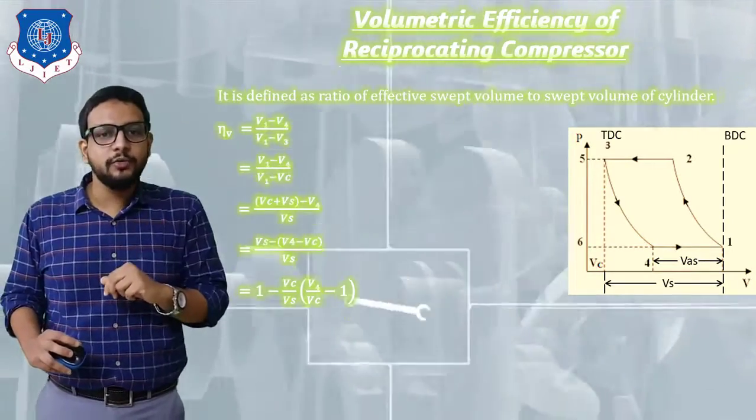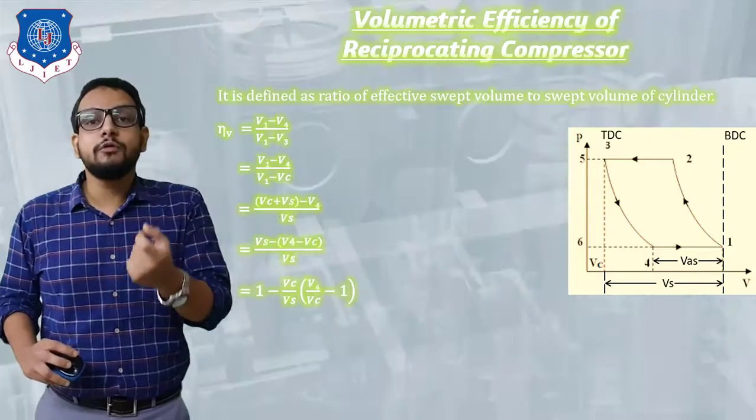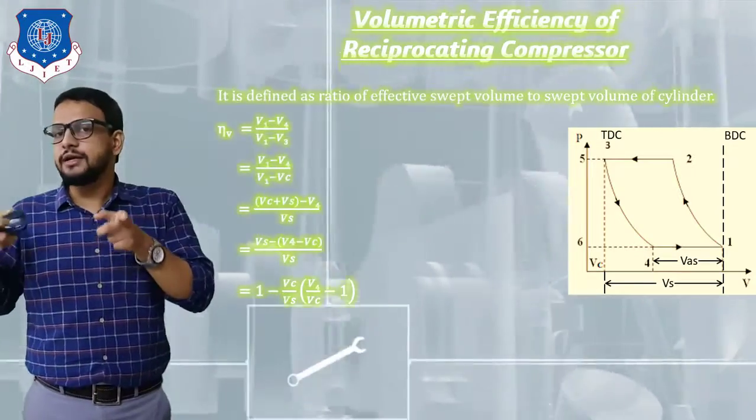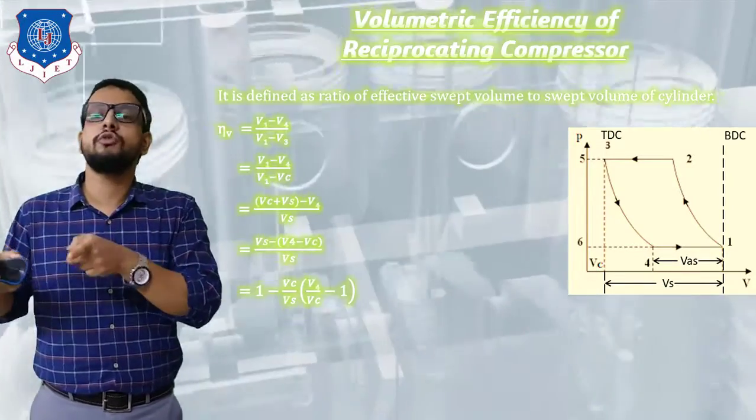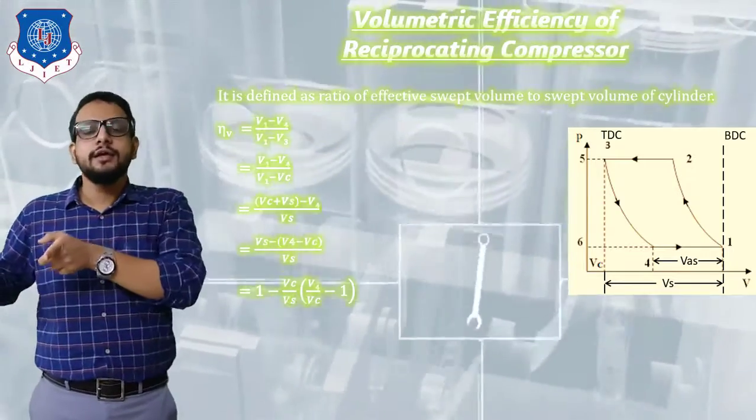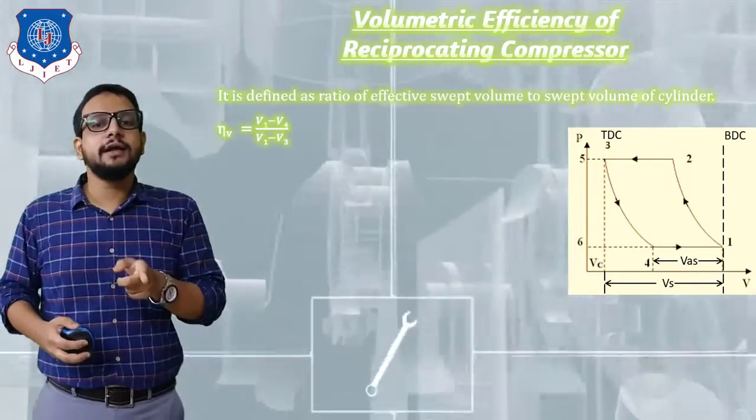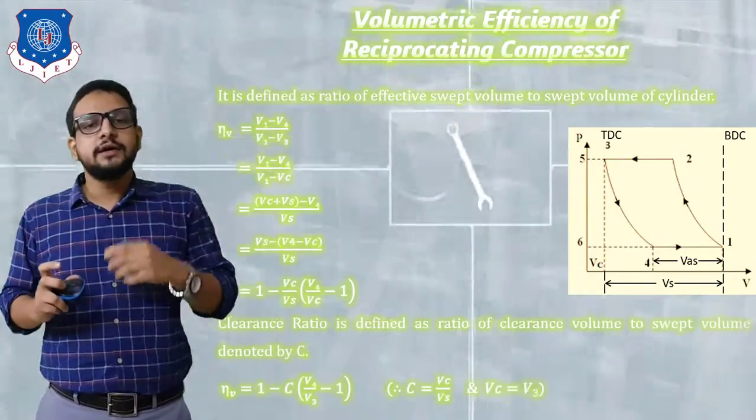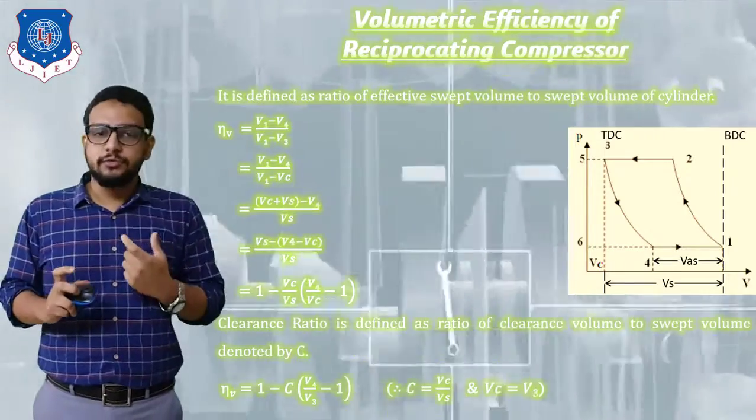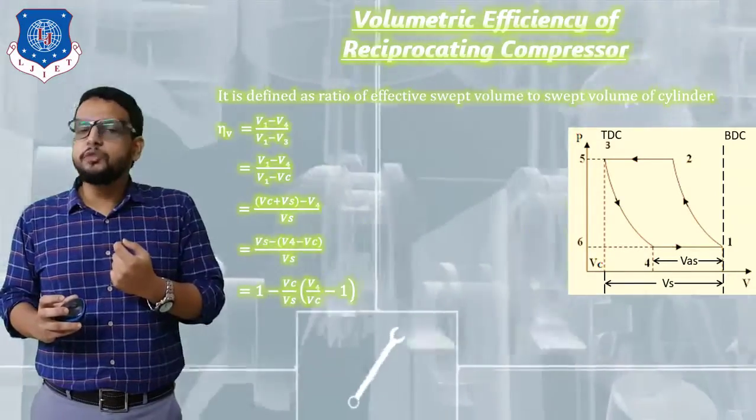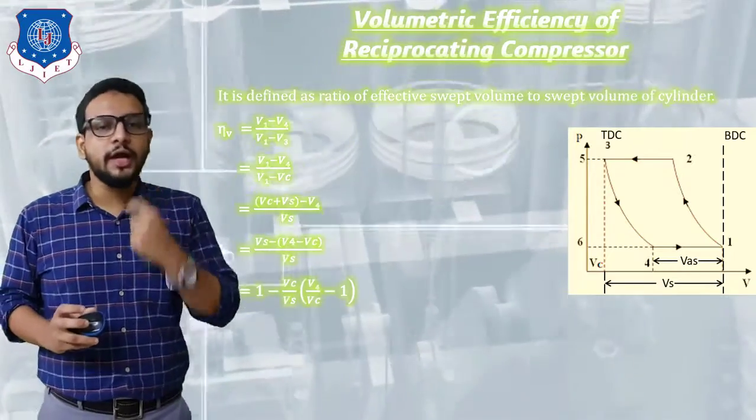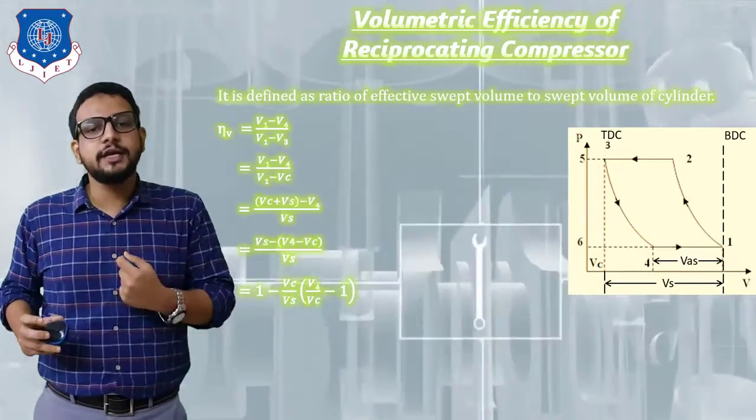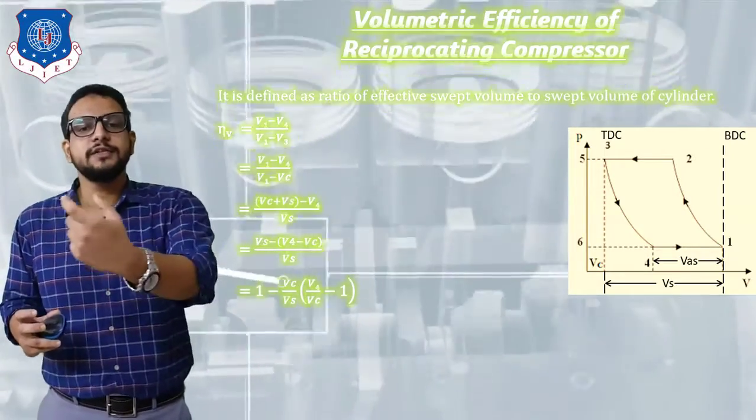In the next step, you can see that I have substituted a value of volume V1. See the graph carefully. The total volume V1 can be written as a summation of the clearance volume and the stroke volume, that is Vc plus Vs. So in that place, I have written Vc plus Vs minus V4 upon Vs. Now further, we are going to arrange the numerator in terms of the denominator. So I have taken Vs separately and in a bracket I have written V4 minus Vc. So we can write Vs minus, in a bracket, V4 minus Vc, upon Vs.